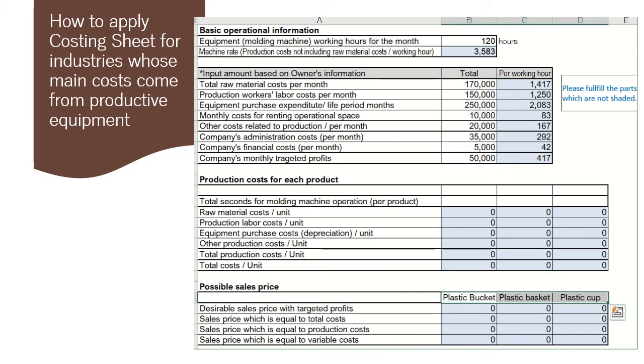When the company's main products are bucket, basket, and cup, and 130 seconds of molding machine working time is required to produce each bucket, 45 seconds for each basket, and 35 seconds for each cup, we can estimate the cost for each product and calculate the possible sale price as presented. In this case, to achieve the company's target monthly profit, 50,000 birr, the unit sales price of buckets shall be approximately 200 birr.